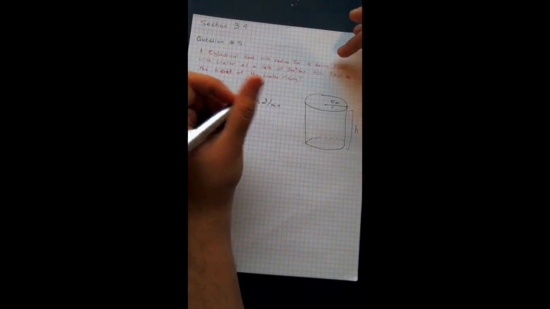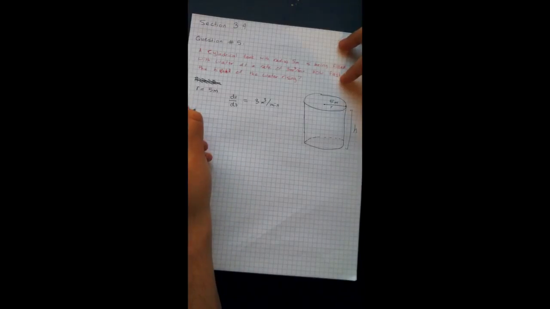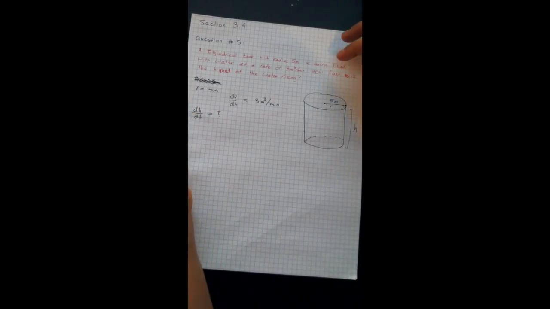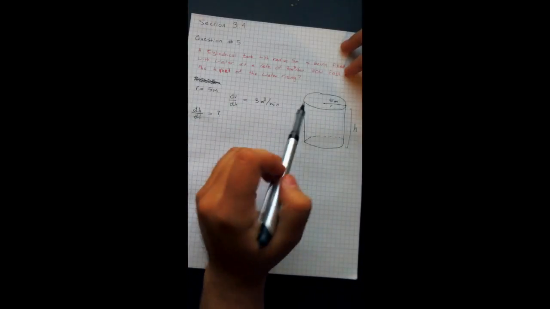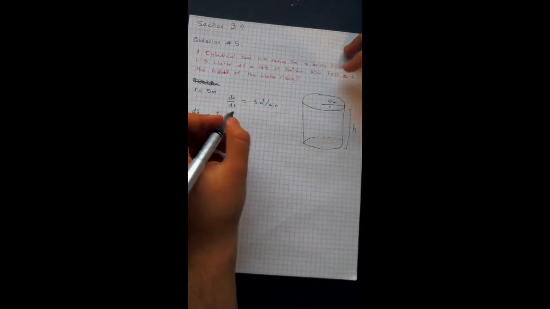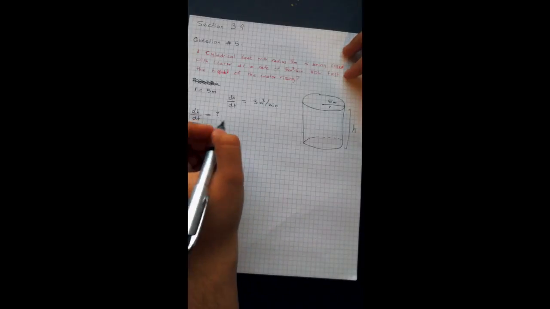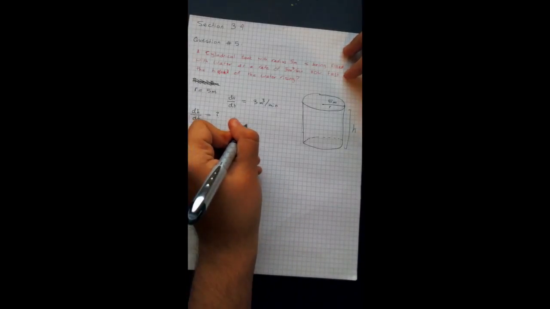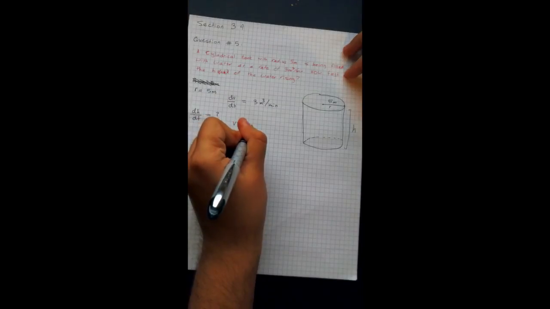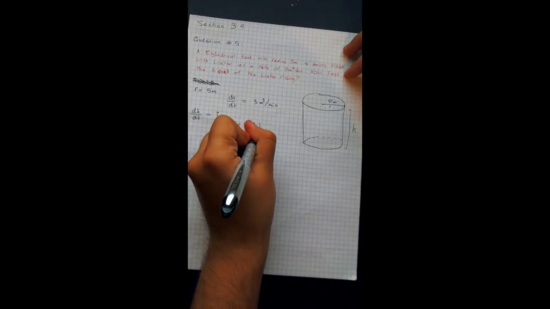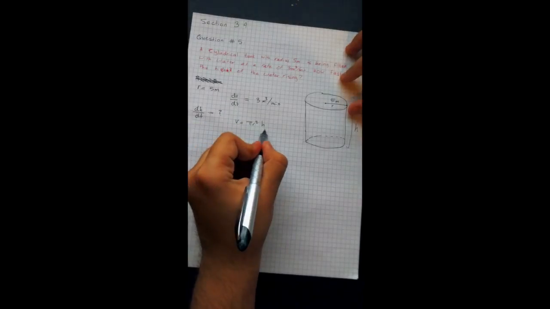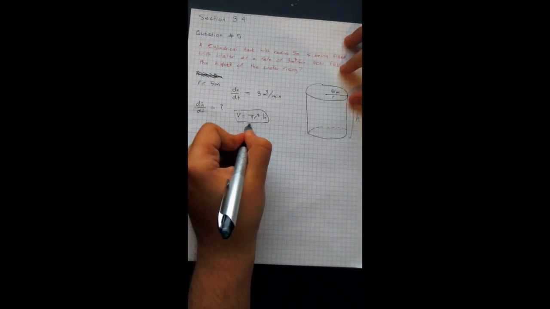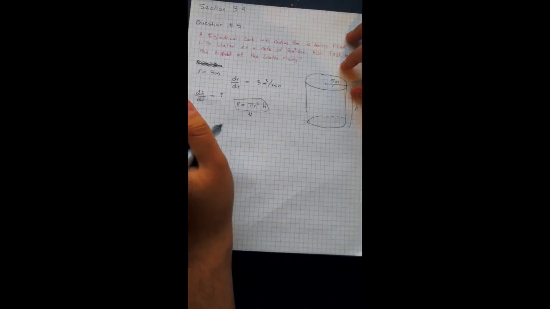And the question asks us how fast is the height of the water rising. So basically they're asking us to find dH/dt, height with respect to time. First we have to take the cylindrical tank and find the formula for volume. The formula for volume of a cylindrical tank is V equals pi r squared times height. So we can take this and find dH/dt.